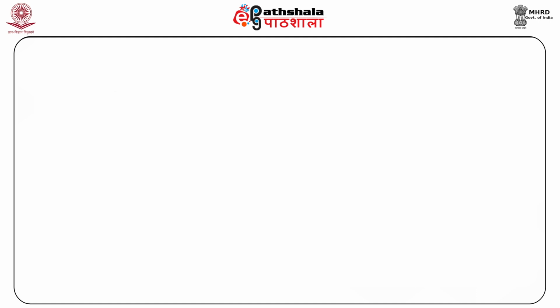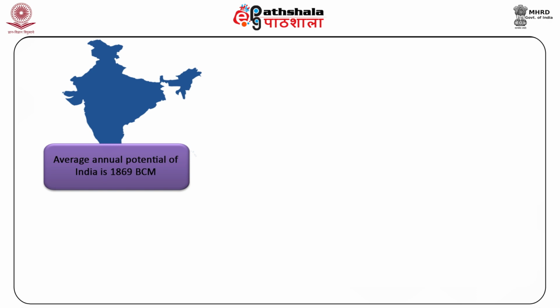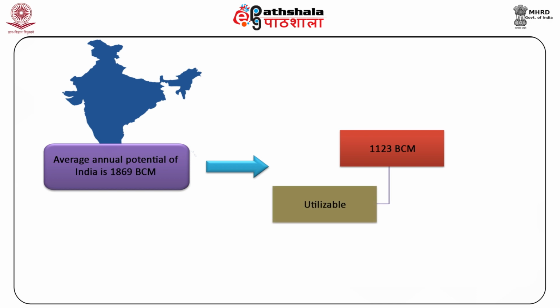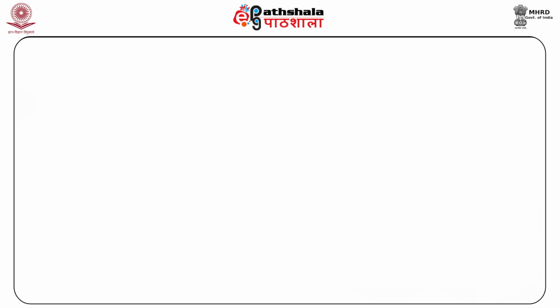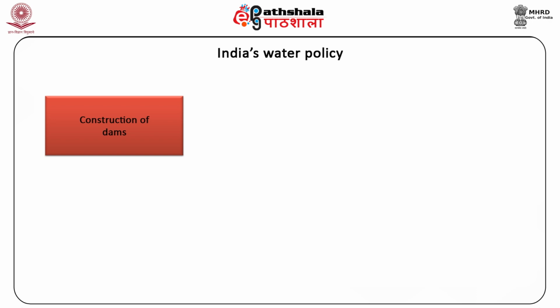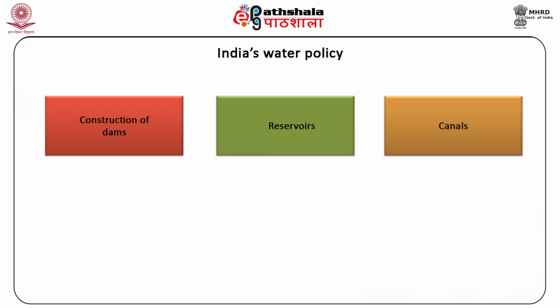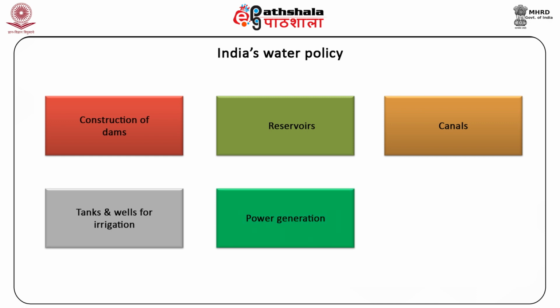The average annual potential of India is 1869 billion cubic meter (BCM), of which 1123 is utilizable. This can be further classified to groundwater around 433 BCM and surface water 690 BCM. India's water policy takes into consideration the construction of dams, reservoirs, canals, tanks, and wells for irrigation, power generation, and flood control.